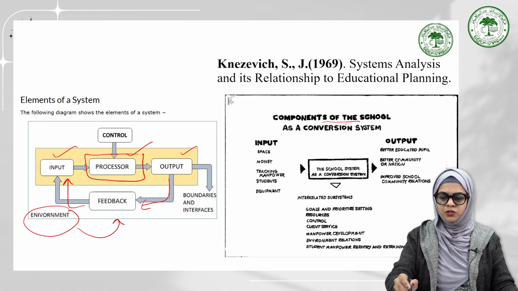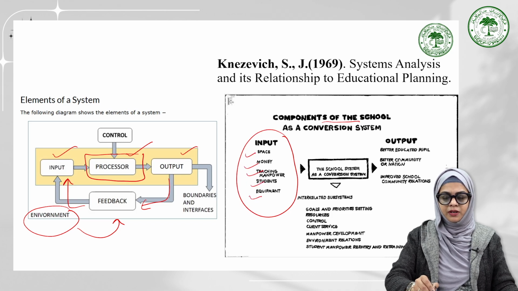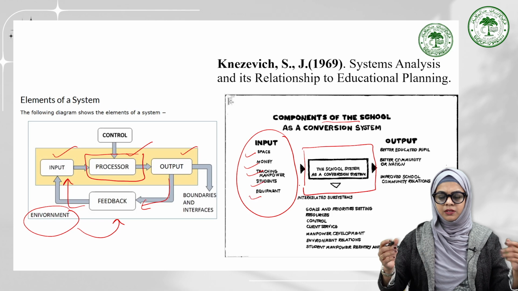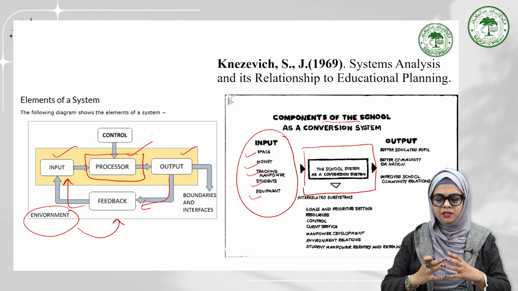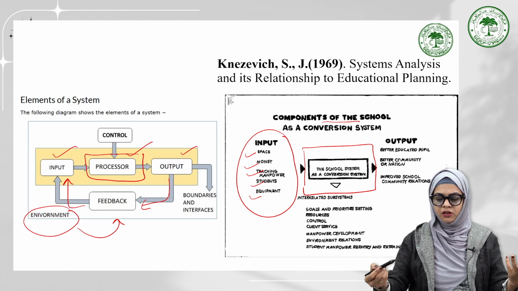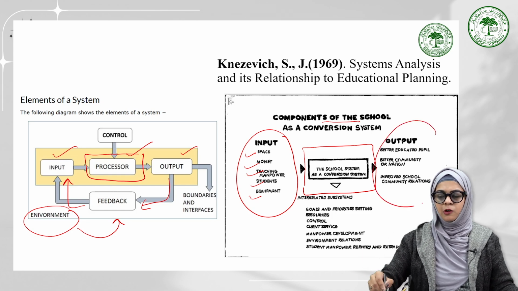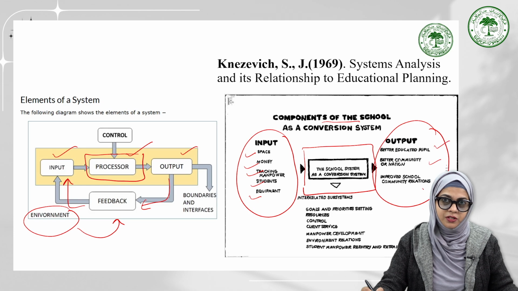We have the component of the school in which we have the input, which is space, money, teaching manpower, students, equipment, and in between is the process, which is the black box, and all the different relationships between the different subsystems: the manpower development, the environmental relationship, student manpower, re-entry and retraining, and so on. And then comes the output. And under output, it's not only the better educated people, we are talking about a better community or nation, and we're also talking about improved school community relationship.